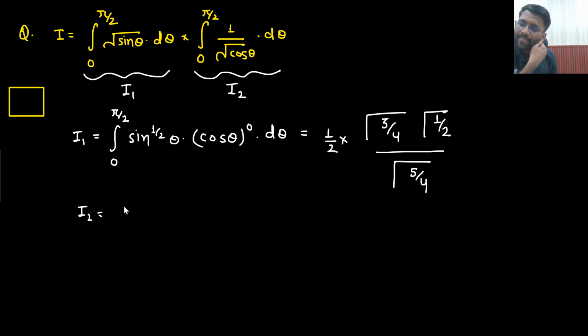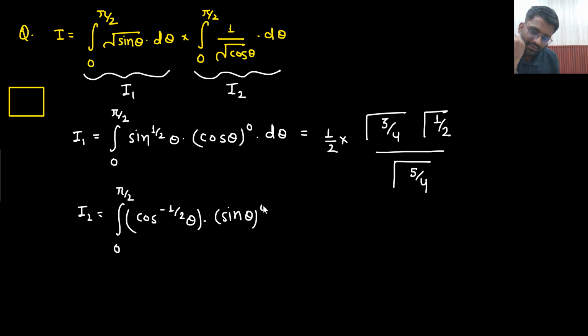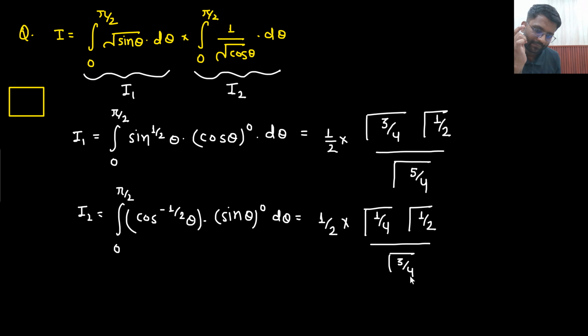And what about I2? I2 will be the integral from 0 to pi by 2 of cos to the power minus 1 by 2 theta and sin theta to the power 0 d theta. So 1 by 2, I will not forget, multiplied with gamma of (m plus 1) by 2. Minus 1 by 2 plus 1 will be 1 by 2, divided by 2 will be 1 by 4. Then (n plus 1) by 2, 0 plus 1 will be 1, divided by 2 will be 1 by 2, divided by gamma 3 by 4.